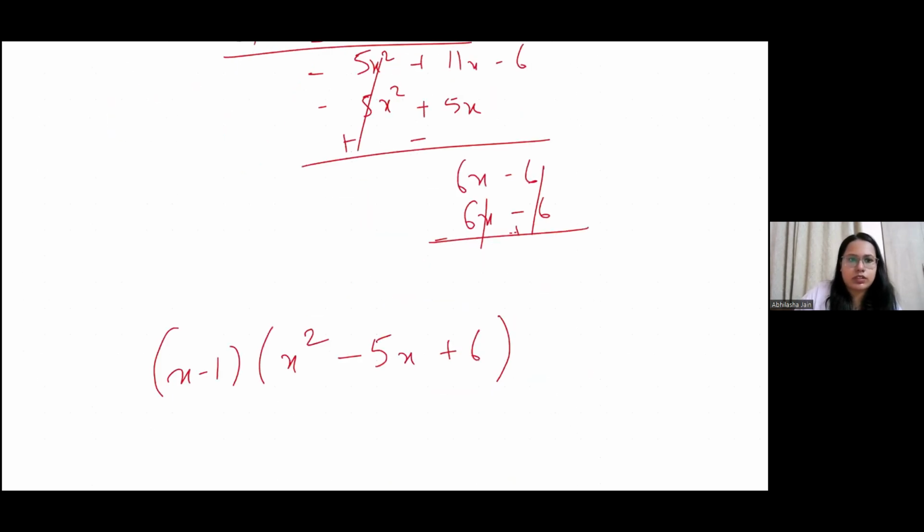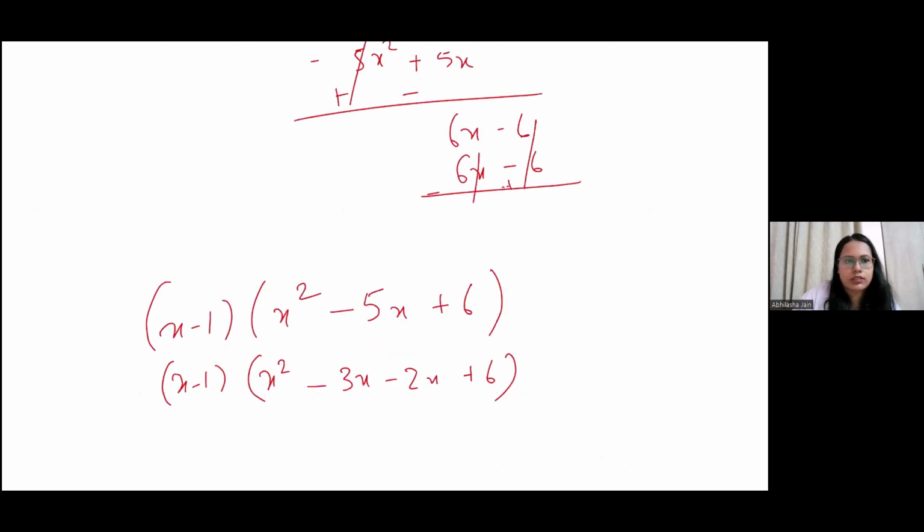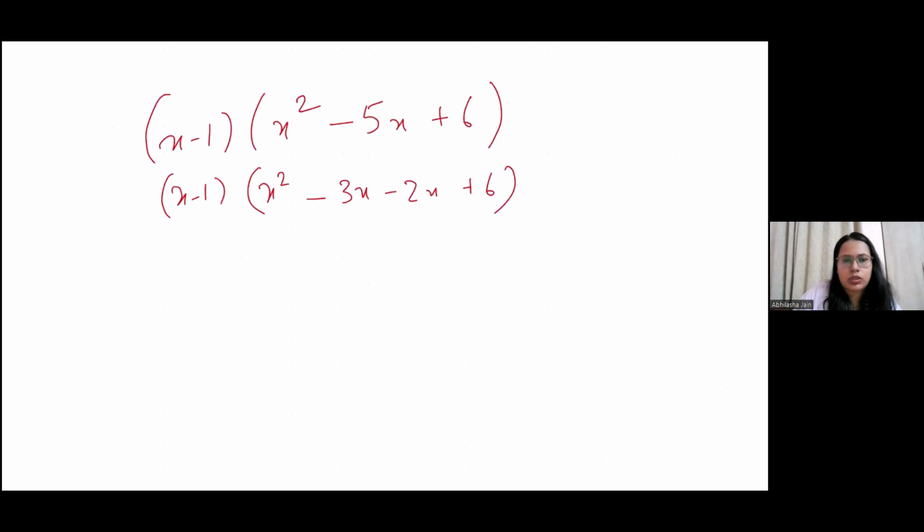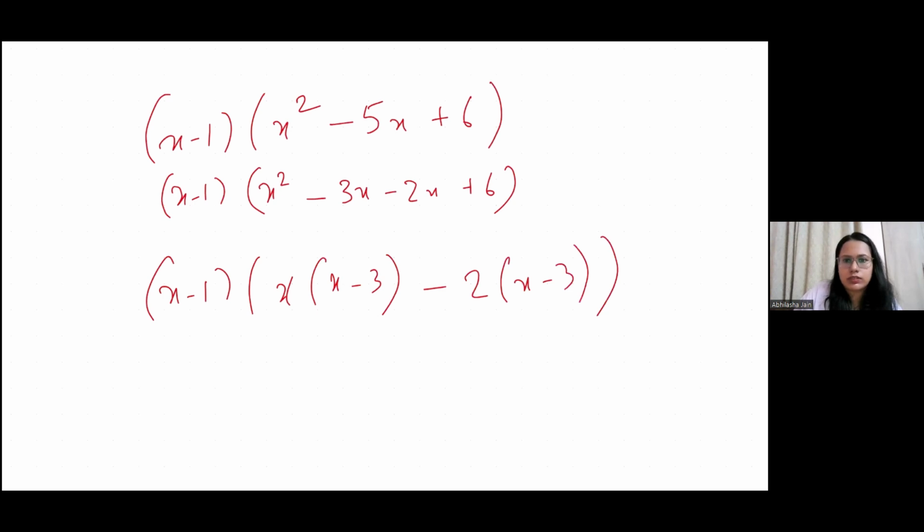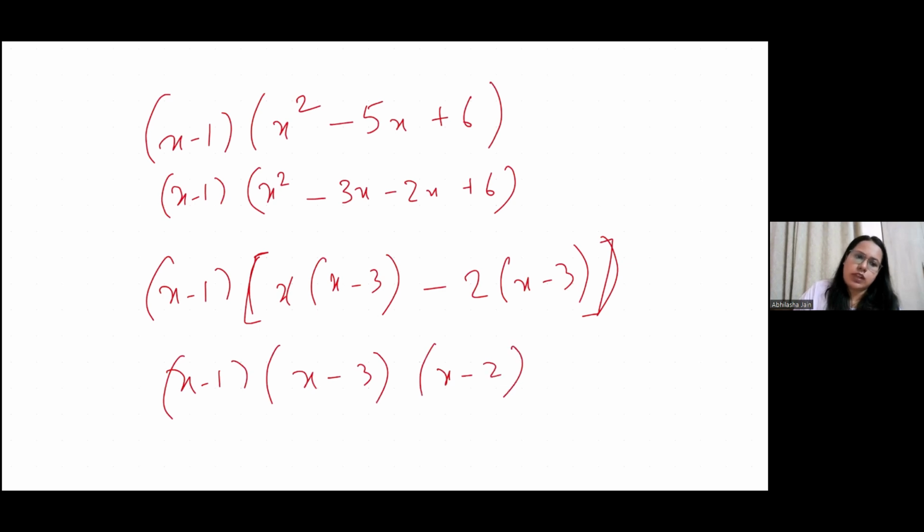Now you do it for this: x minus 1 times x squared minus 3x minus 2x plus 6. x is common, x minus 3, minus 2, so x minus 3. And then you get x minus 1, x minus 3, x minus 2. So your zeros in this case are 1, 2, and 3. These are the three zeros.